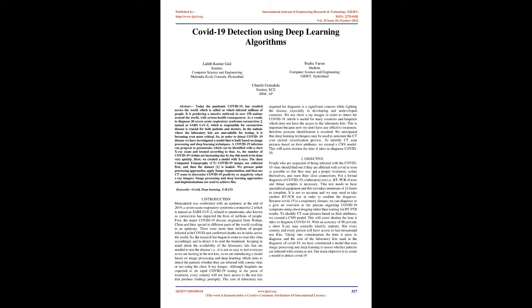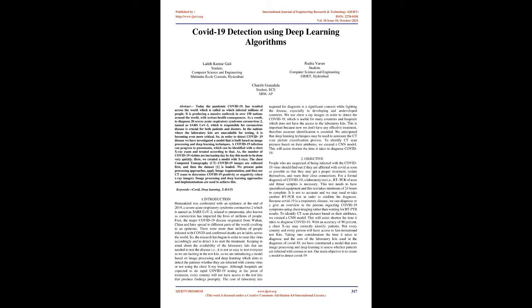So, in order to detect COVID-19 disease, we have investigated a model that is built based on image processing and deep learning techniques. A COVID-19 infection can progress to pneumonia, which can be identified with a chest X-ray exam and treated according to that. As the number of COVID-19 victims are increasing day by day, this needs to be done very quickly. Here, we created a model with X-rays.